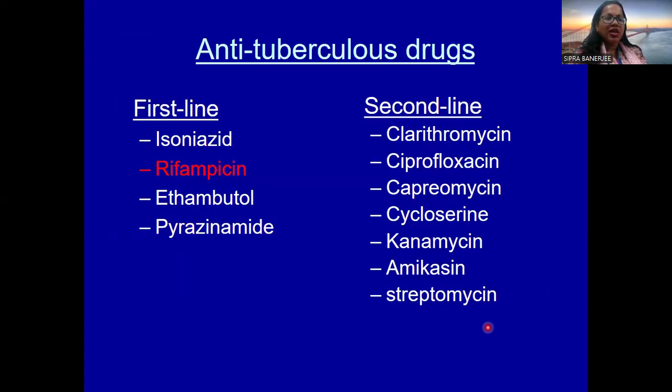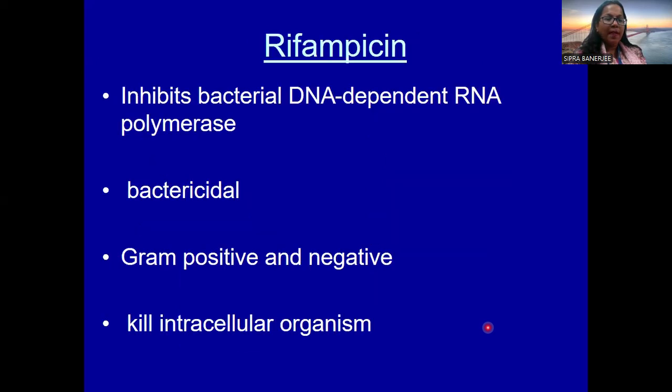Now coming to the second drug, rifampicin. This is a good drug which can inhibit the bacterial DNA-dependent RNA polymerase, which will affect the bacterial RNA polymerase. As a result, the bacteria cannot multiply. This is bactericidal in nature. Both gram-positive and gram-negative bacteria can be effectively killed.